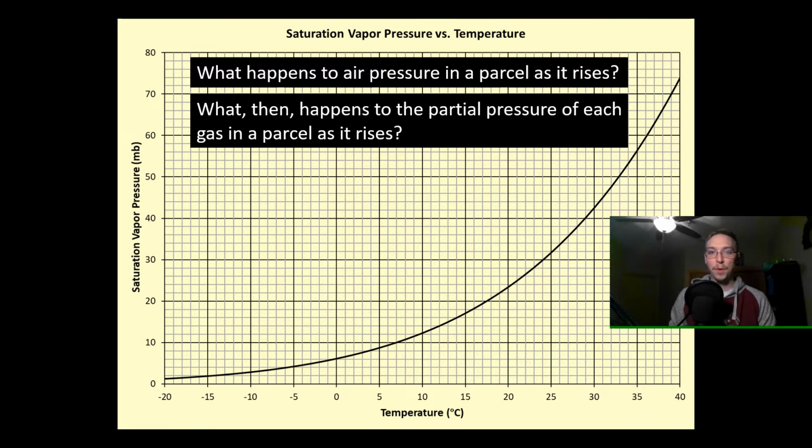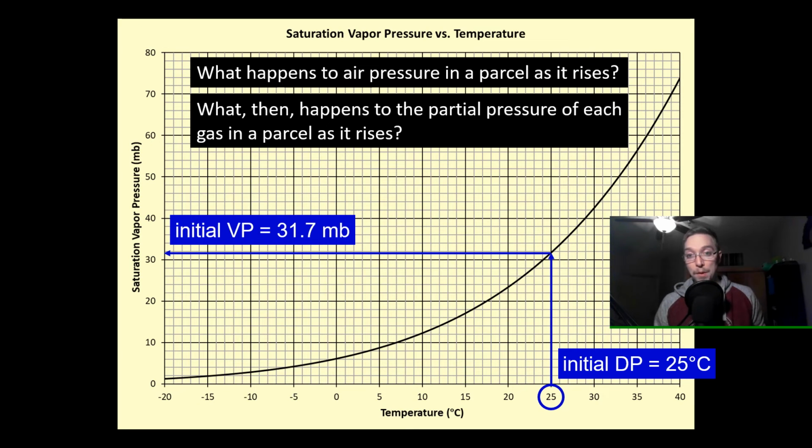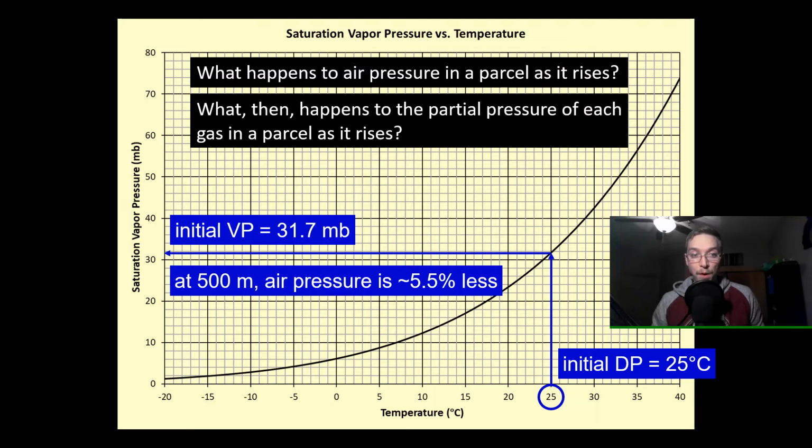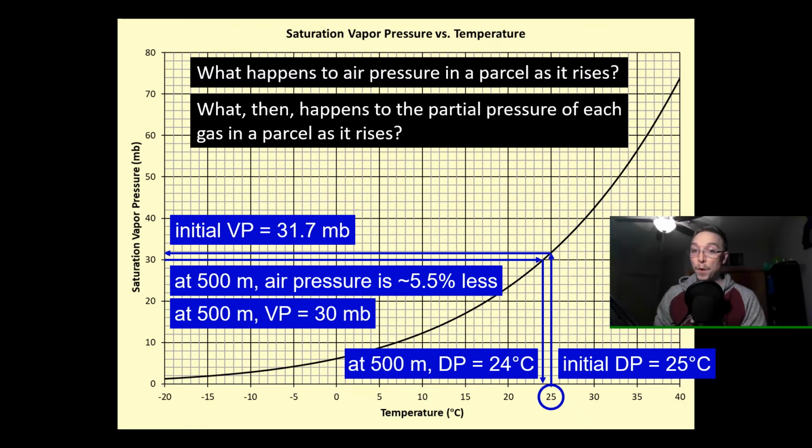We've seen this in a number of different lectures before. Here's our saturation vapor pressure on the vertical axis, temperature on the horizontal. Our initial dew point is 25 degrees Celsius in our example, right? So that initial vapor pressure is going to be about 31.7 millibars. At 500 meters, air pressure is about 5.5 degrees less than it is at surface. So at 500 meters, our vapor pressure is about 30 millibars, which means our dew point has changed. At 500 meters, our dew point is actually about 24 degrees Celsius.